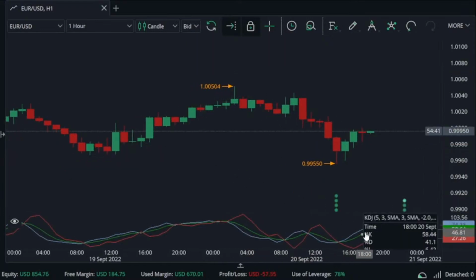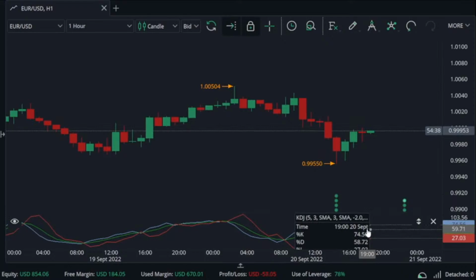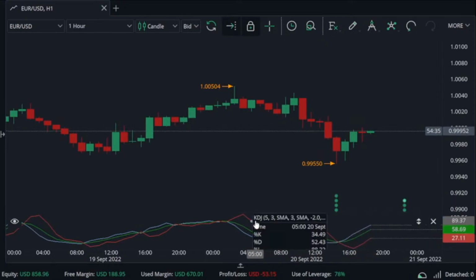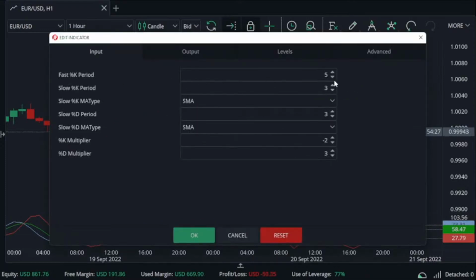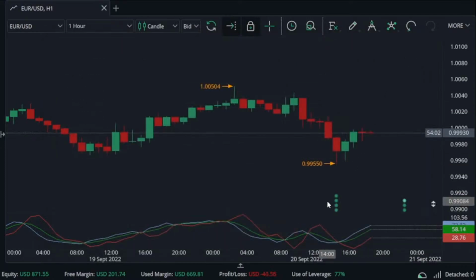So we have these three outputs for this indicator depending on what kind of input parameters we have set. This is the default setup with various periods of calculation defined as per the default setting. The fast percent K is defined at 5, slow percent K is defined at 3. The moving average type for both these percent K and percent D are SMAs, and here the percent K multiplier and percent D multiplier have also been defined. All right.